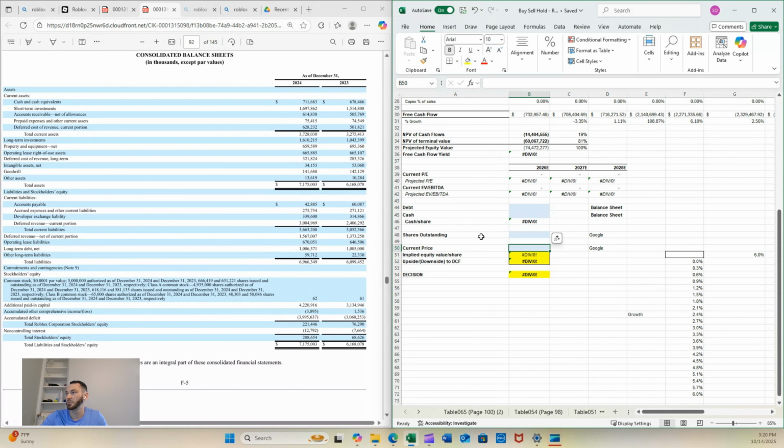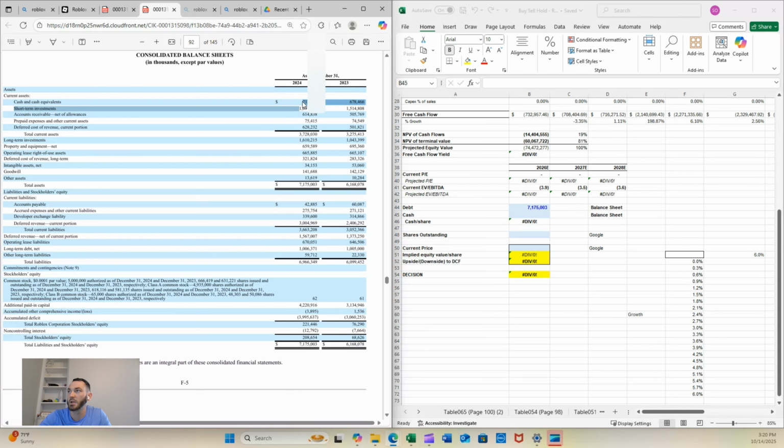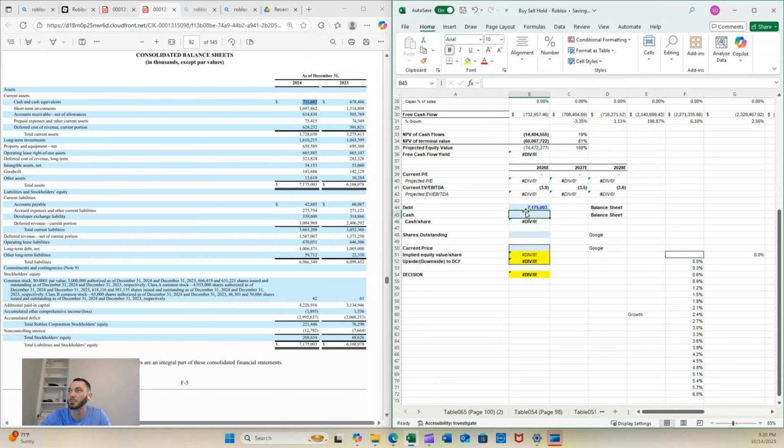So we're going to come down to the debt, cash, and shares outstanding, and we're going to need to look these up. So we have debt, which is going to put us here for 2024. That'll be 7175003, and then, whoops, added an extra 7 there. If we're looking at cash, we have right here, so we can put that one in.